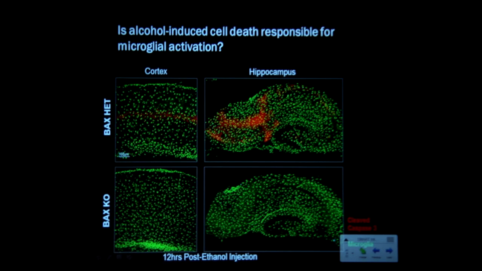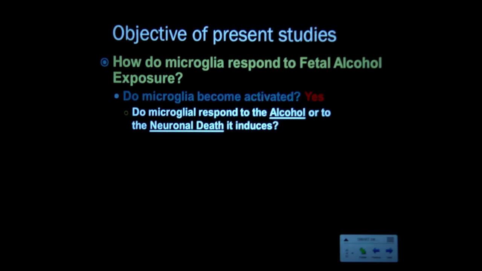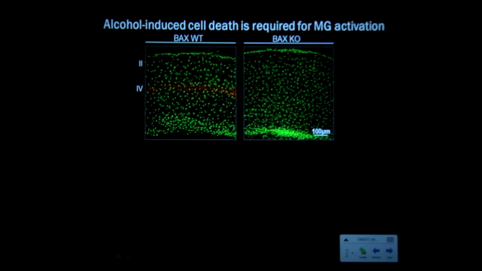Now, these are the cortical images that you're used to looking at. I also included a picture of another region of the brain called the hippocampus, basically to show that regardless of where alcohol induces cell death, if there's no BAX around, no cell death will be present. All right, so back to our question. Do microglia respond to alcohol or to the death it induces? We can use this mouse line to begin to answer that question.